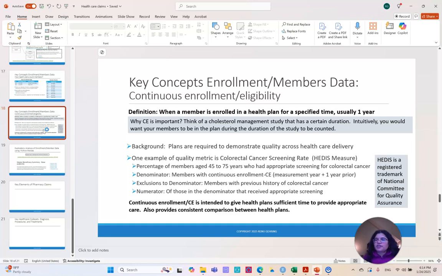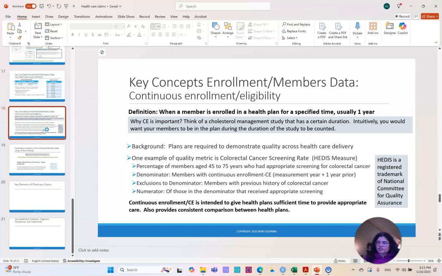So that's why, for studies of 2 years, you'd want your members to be there for the 2 years, so you could figure out whether your interventions with respect to their cholesterol management are being effective or not. So that's a very simple explanation. Now let me give you a little bit of a more meaty and long-winded explanation.